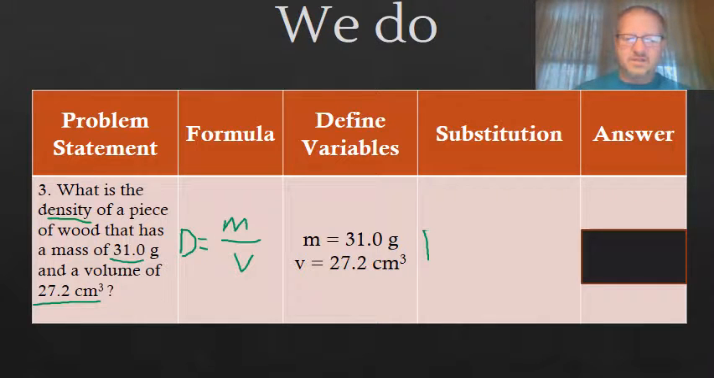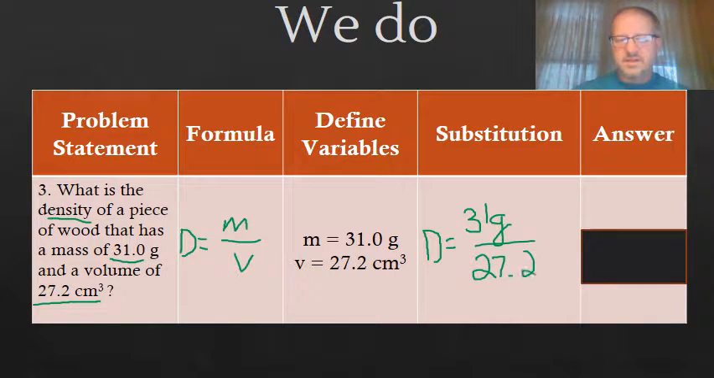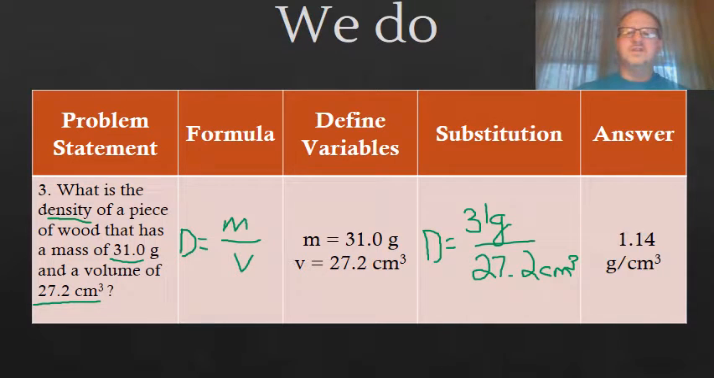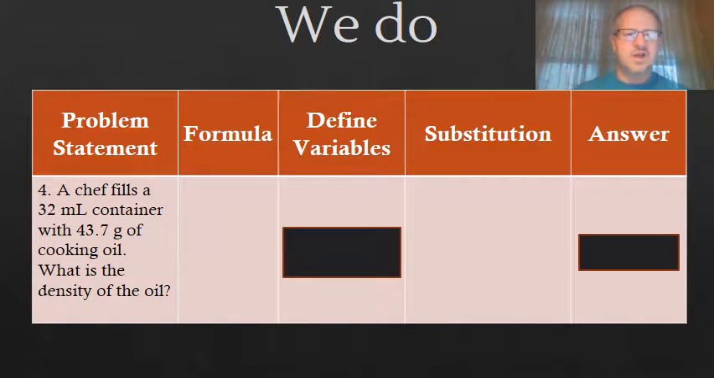And that leads us to our substitution step. Density equals 31 grams divided by 27.2 centimeters cubed. And when we do the division, it gives us 1.14 grams per centimeters cubed. So that would be the answer that we get. Let's try number 4.